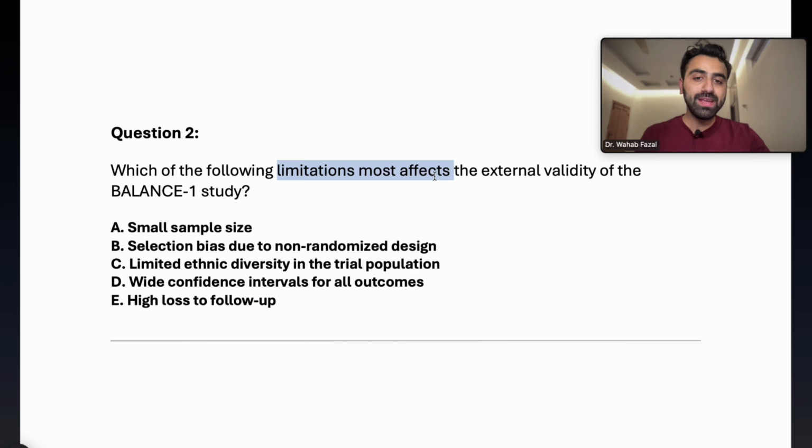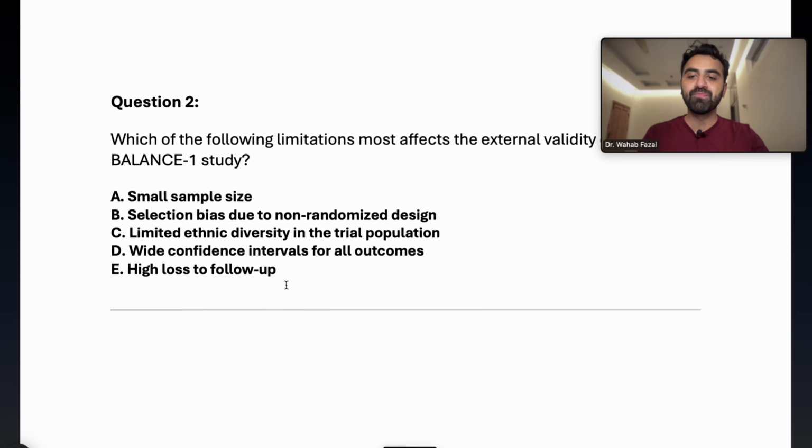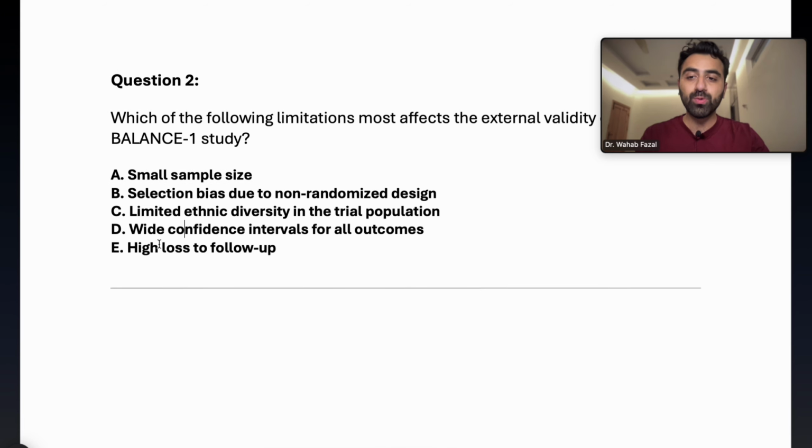So which of the following most affects the external validity of the balance 1 study? Small sample size, we know that is not applicable because this study has a sample size of almost 5200 people, therefore this is the wrong option here. Then selection bias due to non-randomized design, this was a cluster randomized trial, we talked about that. Limited ethnic diversity in the trial population, we're not exactly sure about this option, so we can move towards D.